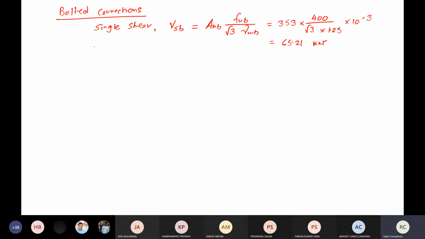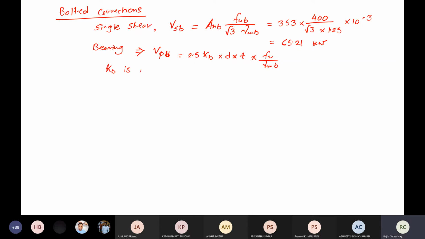Strength of bolt in bearing, PB, is 2.5 times KB times d times t times fu divided by gamma MB. So now you have to calculate the KB.